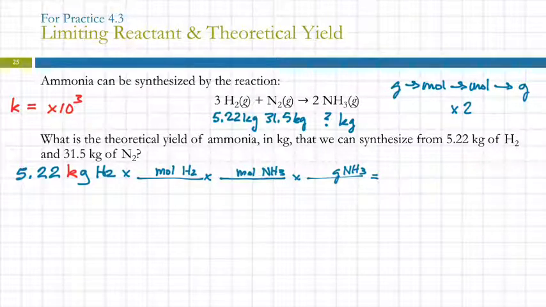Remember, I'm just ignoring the kilo for right now. So I'm going to put grams of H2 down here, and moles of H2, and moles of NH3. I'm going to make sure that my units cancel out. So this grams cancels grams of hydrogen. It does not cancel the kilo. It's still sitting there. So how many grams of hydrogen are in 1 mole?